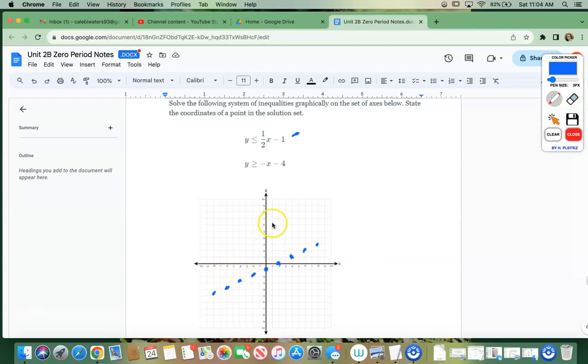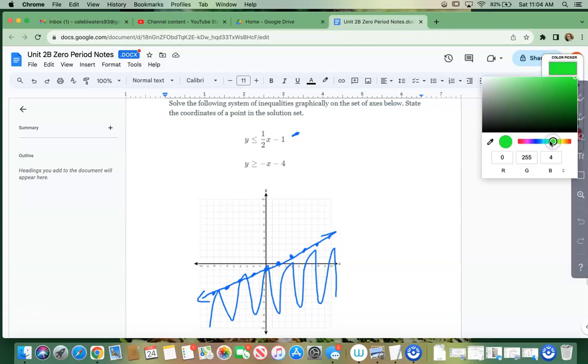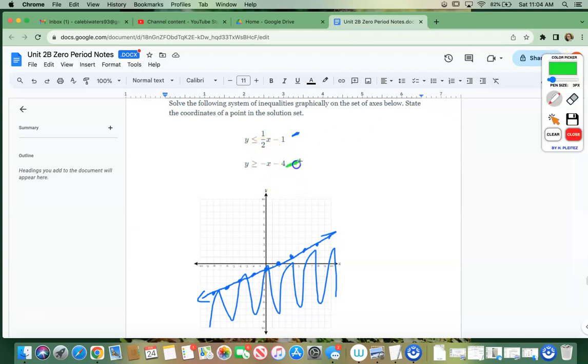Okay. That one has an equal to. So remember, that's a solid line. So let's go ahead and draw that line. And it's a less than. So we would shade everything below. Now, I'm going to do the other line in a different color. Let's pick like a green. So I'll do that obnoxiously bright green.